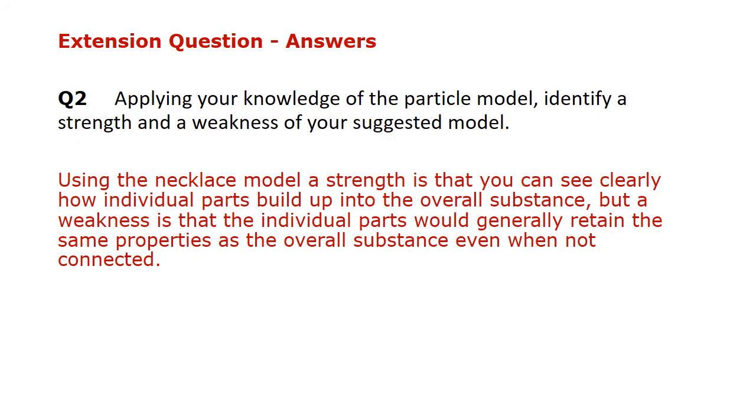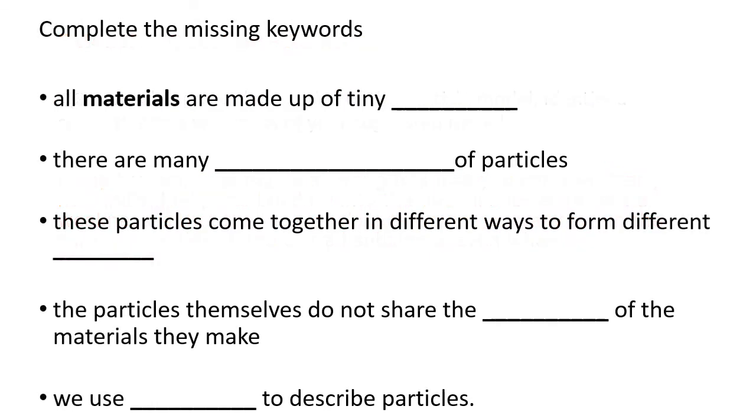But thinking about some strengths and weaknesses, so specifically thinking about a necklace, we can see how the individual parts join together, so that's a strength, but a weakness would be that a link in a necklace is very similar to the overall necklace, as it looks the same, and so its properties don't particularly change when it joins together. So that would be one way. It would also be quite hard with a necklace to actually model a mixture as well.